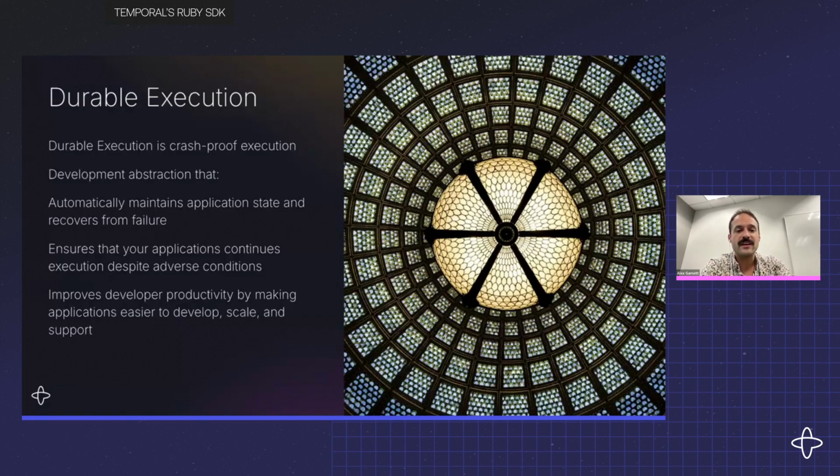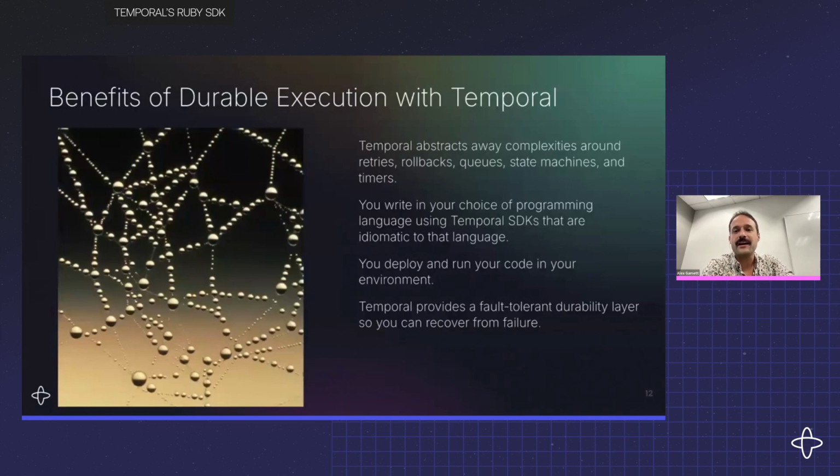This improves developer productivity by making applications easier to develop, scale, and support because you get those state transitions monitored. You get all your observability hooks where you want them to, and you get your parallelization out of the box without having to add it after the fact and trying to figure out how to distribute and scale parts of your app. Temporal abstracts away a lot of the complexities around retries, rollbacks, queues, state machines, and timers, because all of that is built in. People will often ask me at conferences, what do I have to do to refactor onto Temporal? And the answer typically is not very much because these are all things you would have to do anyway to be able to achieve parallelization and scale a given application.